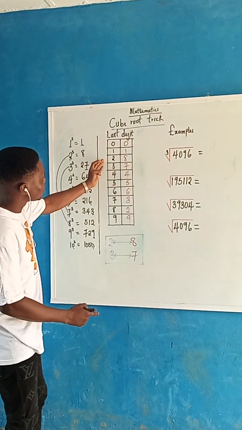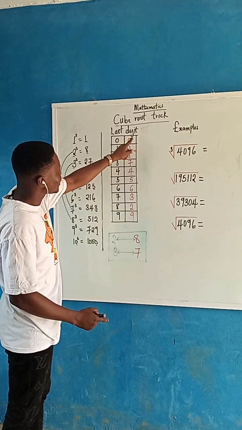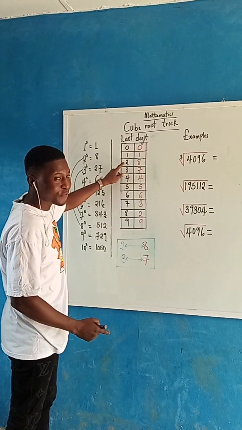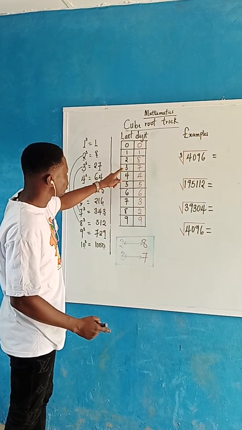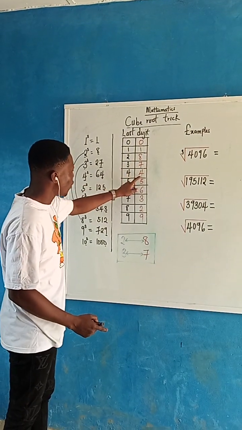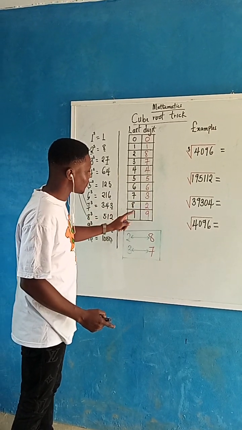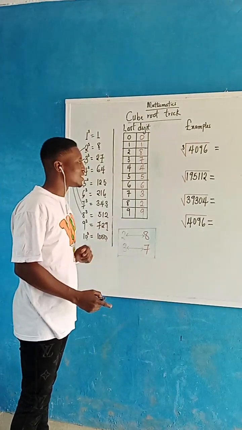So you have the last digit. For 0, you find it at 0. For 1, you find it at 1. For 2, you find it at 8. For 3, you find it at 7. For 4 is 4. For 5 is 5. For 6 is 6. For 7 is 3. For 8 is 2. And for 9 is 9.